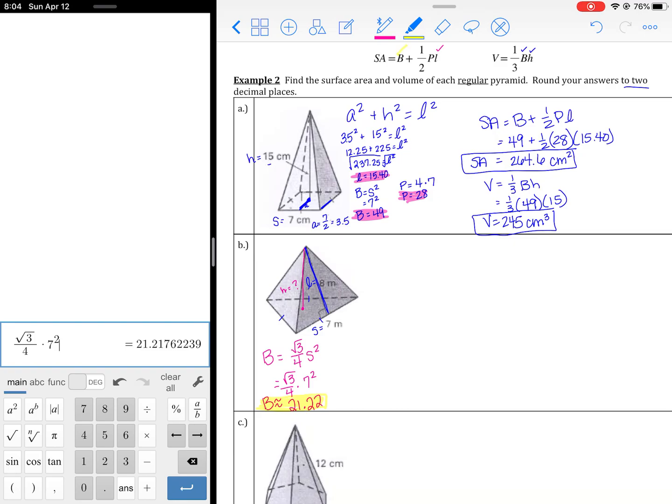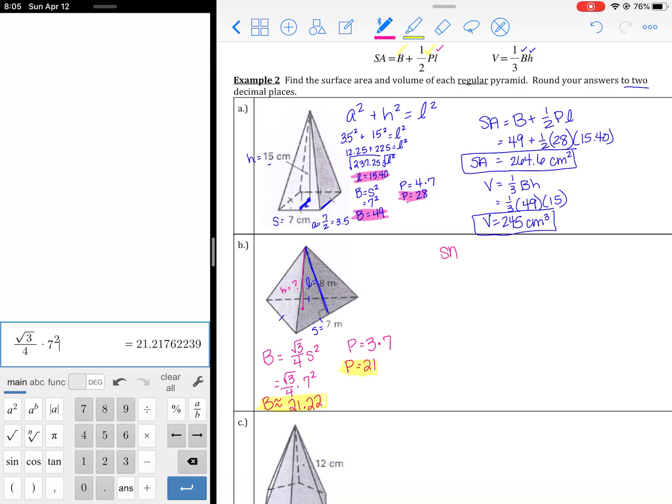So check. Now I need the perimeter. So for an equilateral triangle, there are 3 sides, and each side length is 7 meters long. So the perimeter of this shape is going to be 3 times 7, which is 21. So now I'm ready with my perimeter. So at this point, I have everything I need to find the surface area.